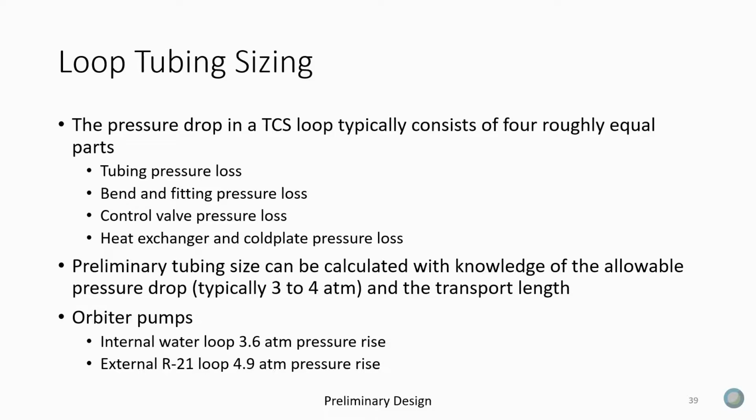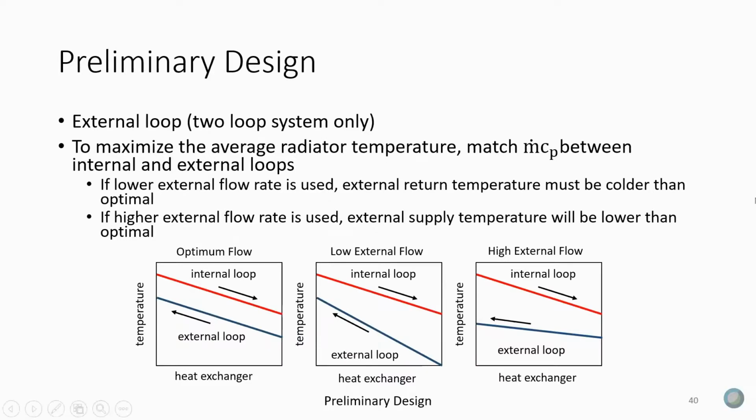And just by way of letting you know what's out there, on the orbiter, the internal water loop had a 3.6 atmosphere pressure rise. The external loop was 4.9. That's why I say use 3 to 4, and that's probably pretty darn close.